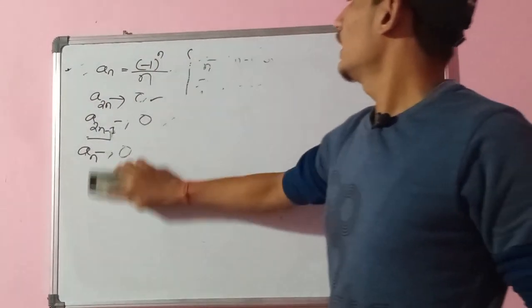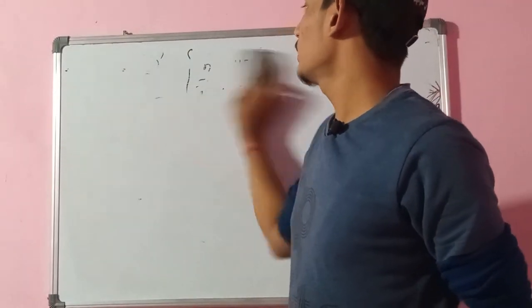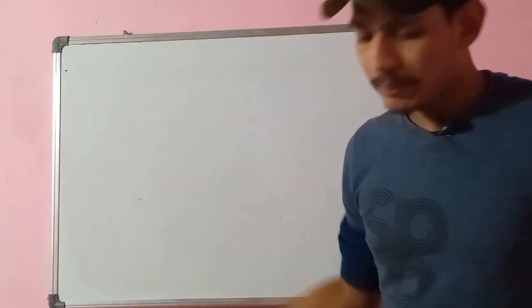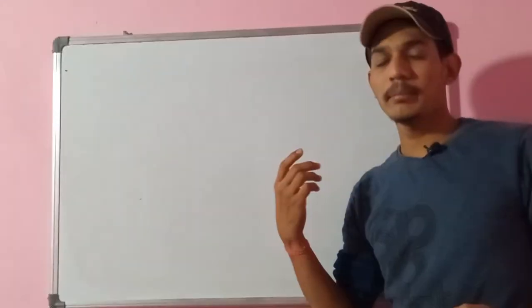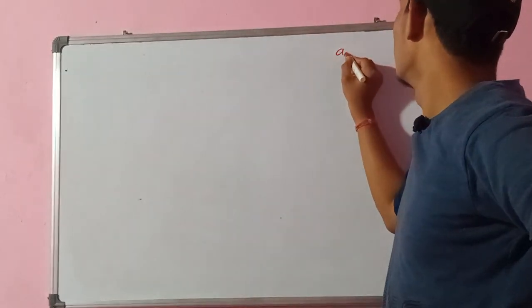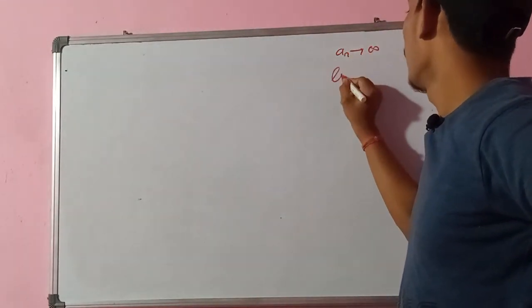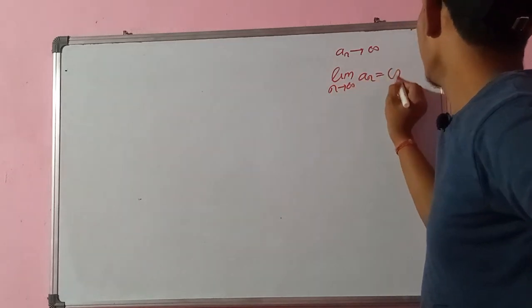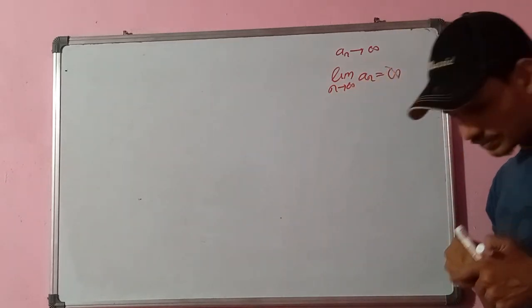In some cases, my limit is going to infinity, not converging. So what will be the definition of that? Definition when my limit is equal to infinity. Means when you can say my a_n tends to infinity, or limit n tends to infinity, a_n equal to infinity. So when can you say?